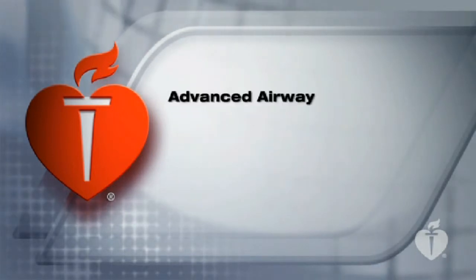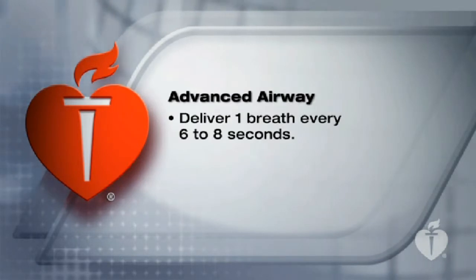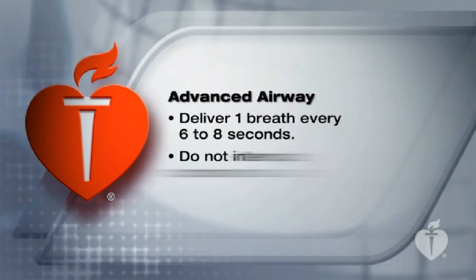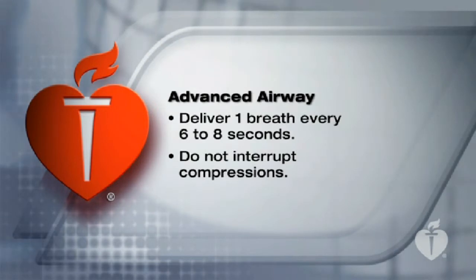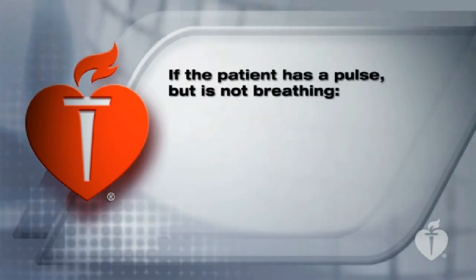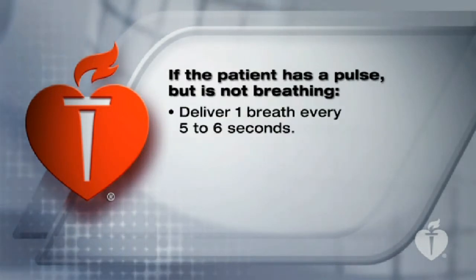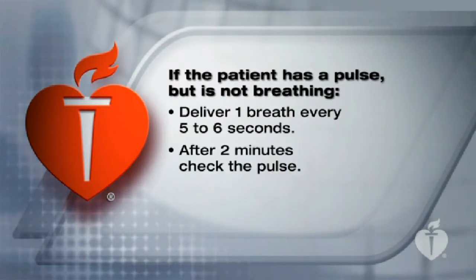After inserting an advanced airway, providers should deliver 1 breath every 6 to 8 seconds, or 8 to 10 breaths a minute, while chest compressions continue uninterrupted. If a patient is in respiratory arrest and has a pulse but is not breathing, give 1 breath every 5 to 6 seconds, or 10 to 12 breaths per minute. After 2 minutes, reassess the pulse.